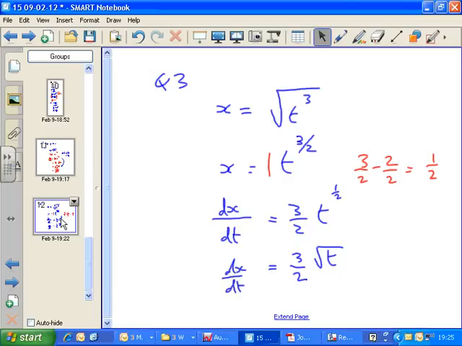You go from the power of half there to the square root. Because if we think about that law of indices that we wrote earlier, the power is the top number in the fraction and the root is the bottom number in the fraction. And conventionally, we never bother to put this 1 and 2 in. It's just the square root of t.